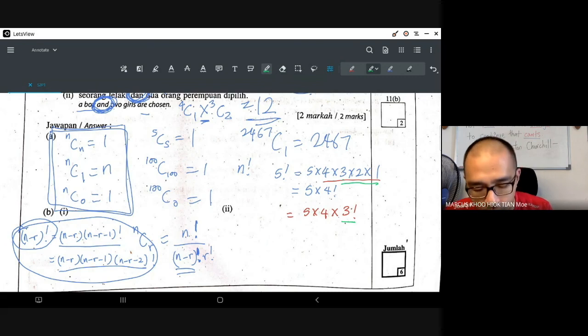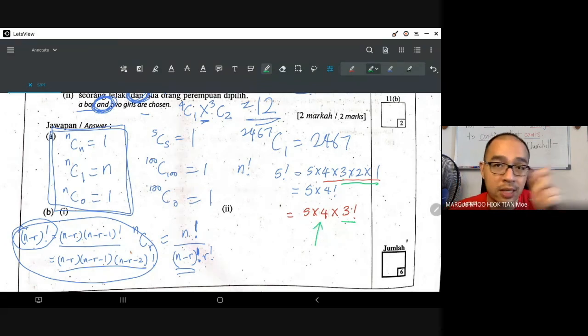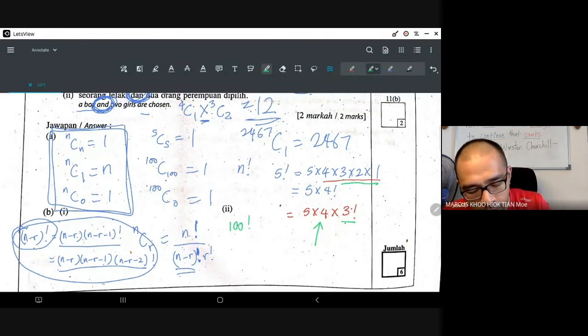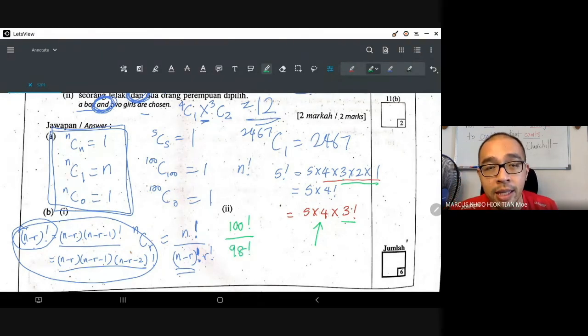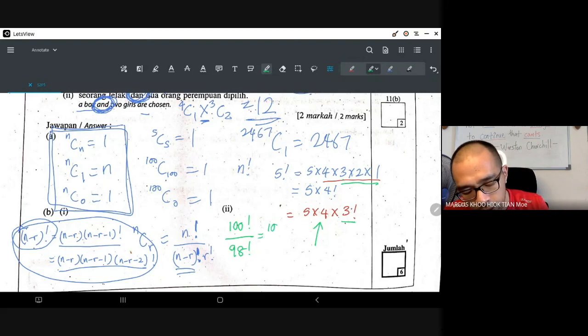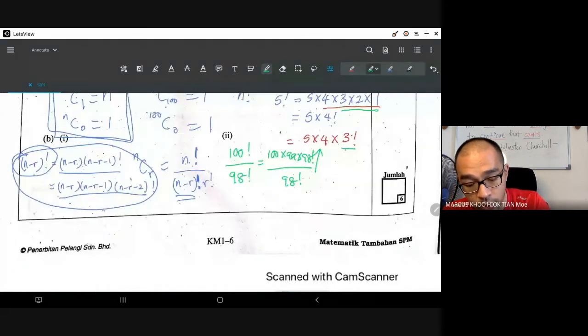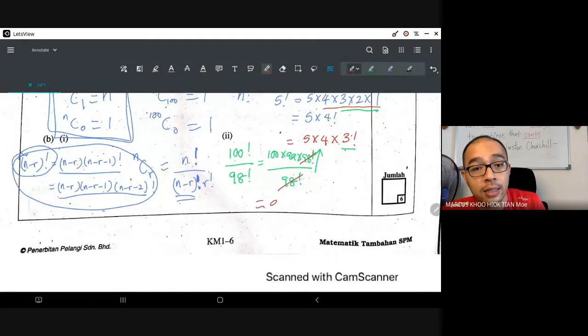And you know why we do this? Because there's always a chance to cancel it off. For example, what is 100 factorial divided by 98 factorial? You're not going to do 100 times 99 times 98 times 97 all the way to 1, right? No. You're going to change this to 100 times 99 times 98 factorial divided by 98 factorial, because that allows you to cancel. So you get the answer 9900. That's it.